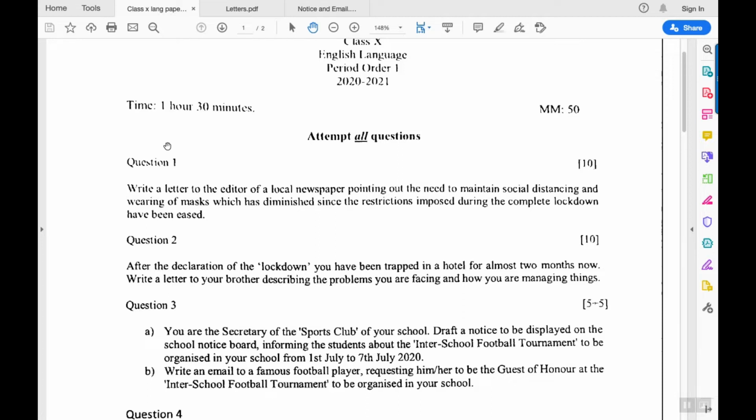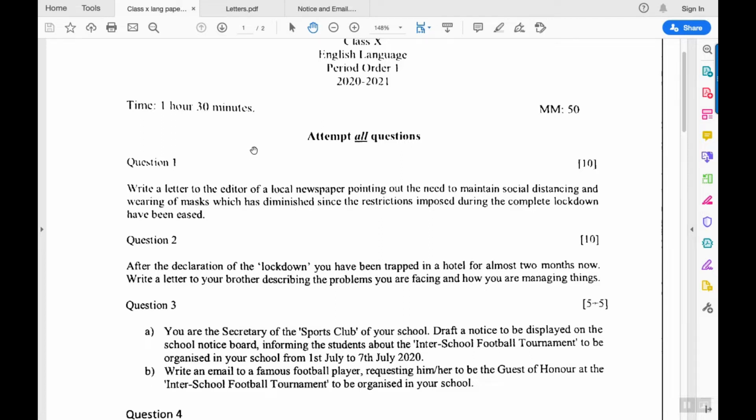Today we will be discussing the first period order question paper of class 10. The question paper had the first question as a formal letter. So we will read the question and then we will come to the format and then we will come to the errors, the common errors which were there.